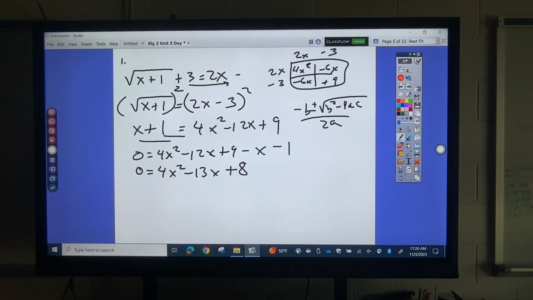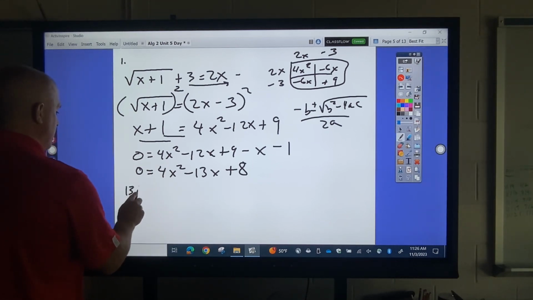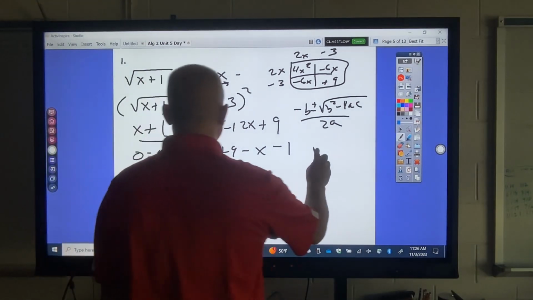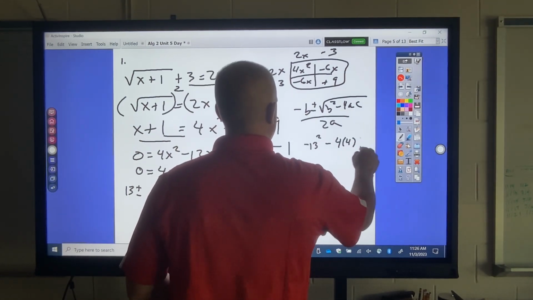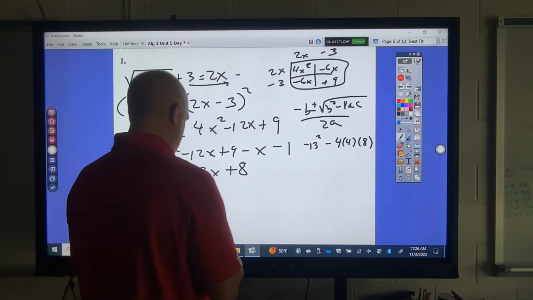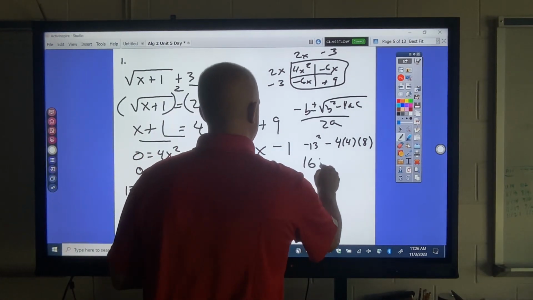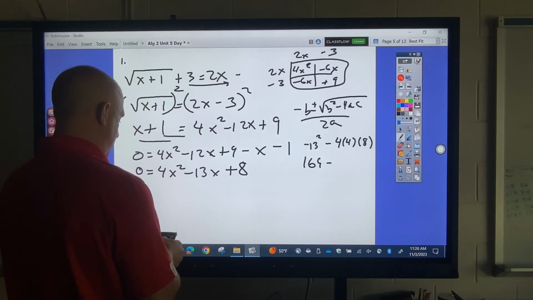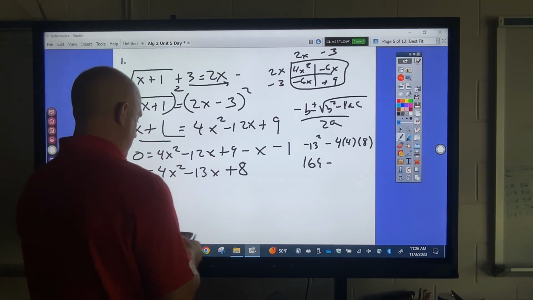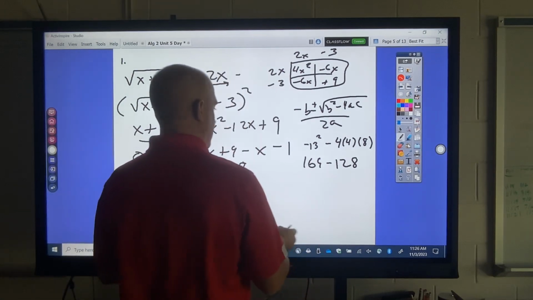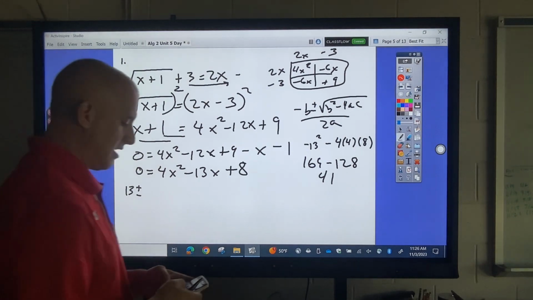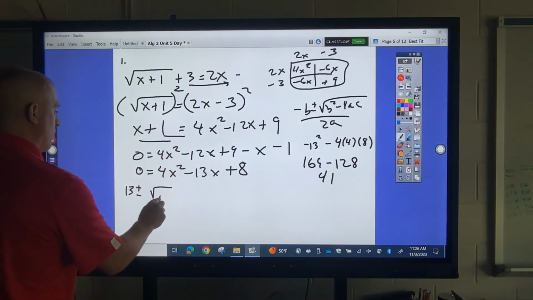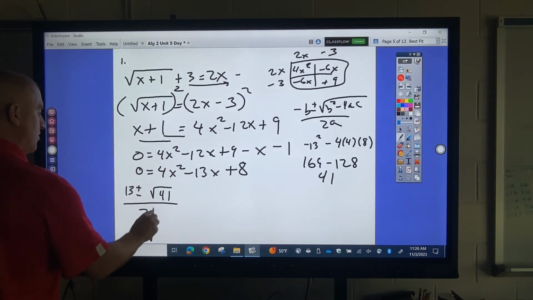One of the reasons why is that I don't see that as something that's easy to factor. So I got 13 plus or minus. If I do the b squared part, that's negative 13 squared minus 4 times 4 times 8. 13 squared is 169 minus 4 times 4 times 8, which is 128. And that's going to be 41. And I don't think 41 even breaks down to anything. It does not. So I got the square root of 41 all over 2 times 4.